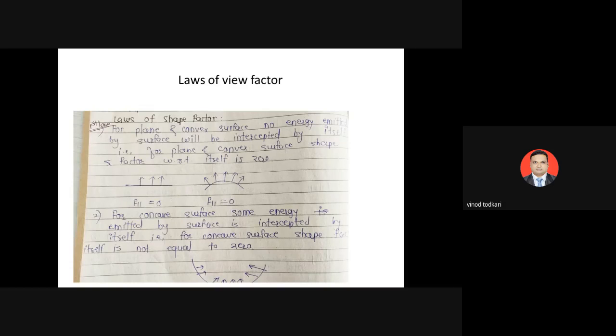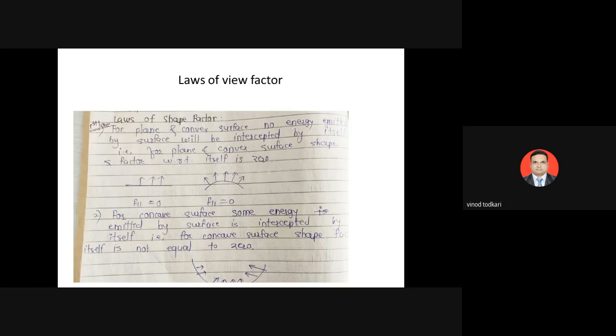Now, if the surface is convex, if this is emitting, will it intercept any of this energy which is emitted by itself? No, it will not intercept. So for this convex surface, the shape factor with respect to itself will be 0. Same thing applies to plane surface also. No energy emitted by the plane surface will be intercepted by itself. So for plane surface, the shape factor with respect to itself will be 0.